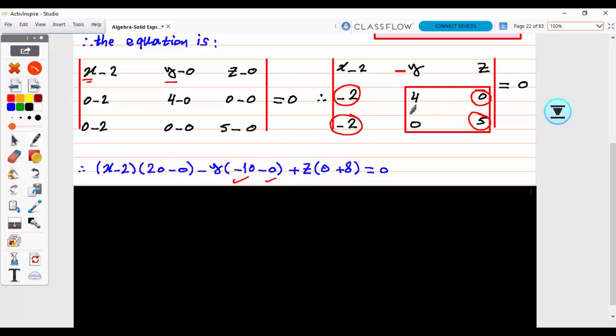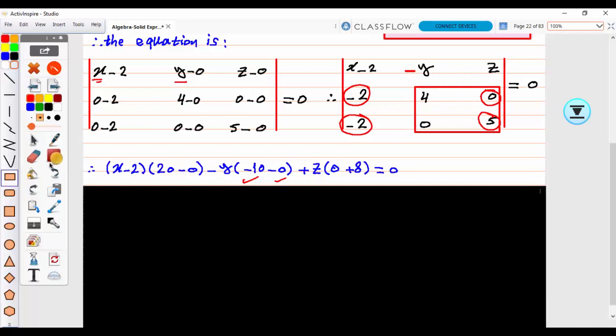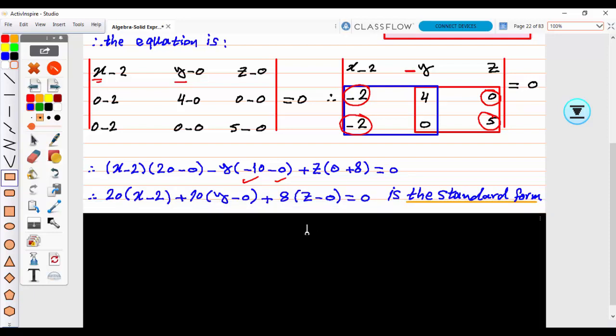And finally, we write z multiplied by its minor determinant, which equals negative 2, 4, negative 2, 0. Of value, negative 2 multiplied by 0 equals 0, 4 multiplied by negative 2 equals negative 8, but we have here a negative sign. So we have negative 2 multiplied by 0 equals 0, minus negative 2 multiplied by 4, which equals positive 8. And we arrange it again.